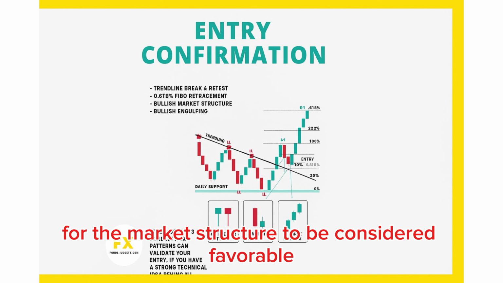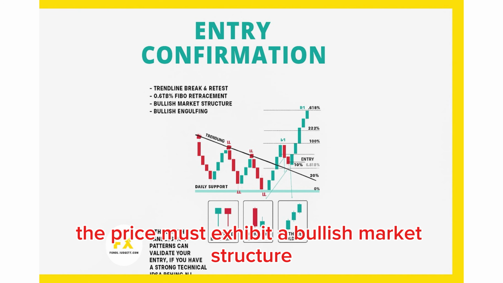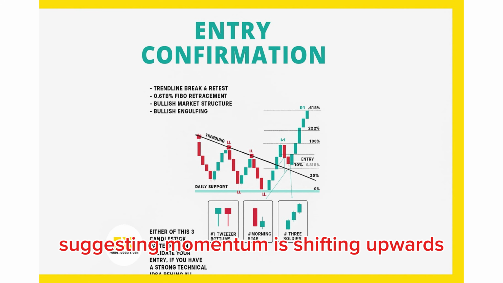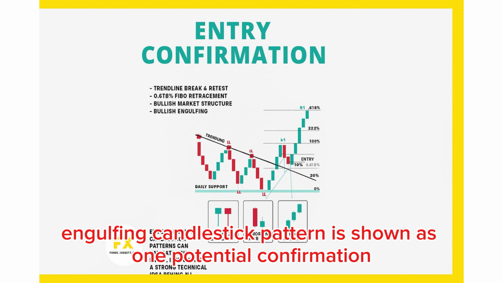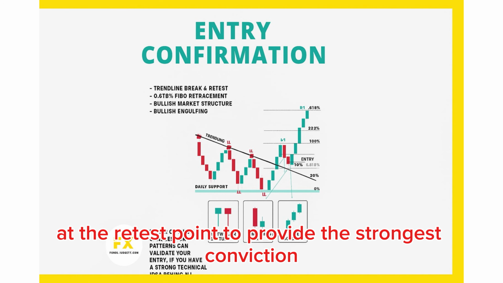For the market structure to be considered favorable, the price must exhibit a bullish market structure, suggesting momentum is shifting upwards, e.g., forming higher lows and higher highs. A bullish engulfing candlestick pattern is shown as one potential confirmation at the retest point.